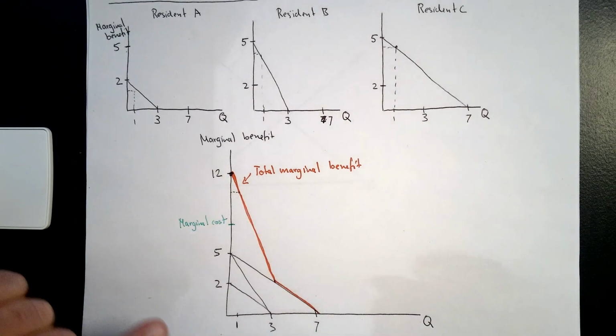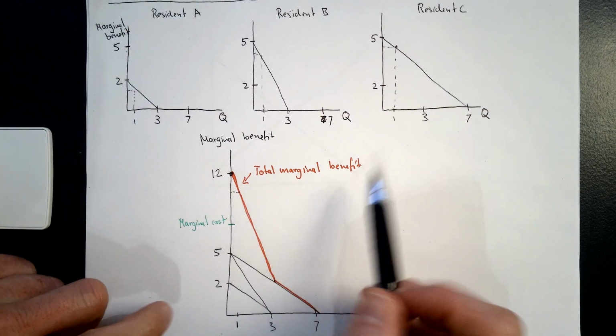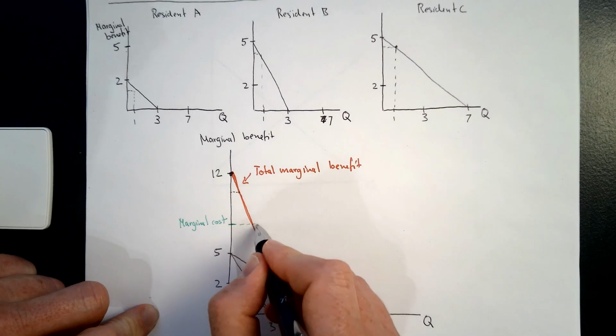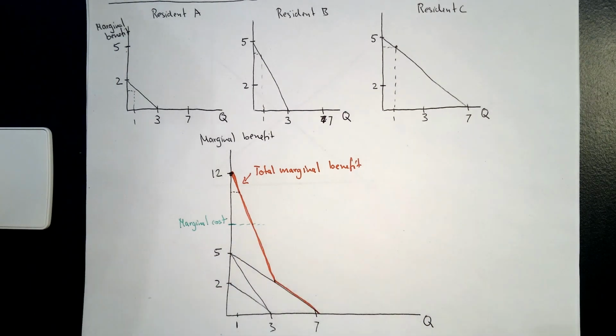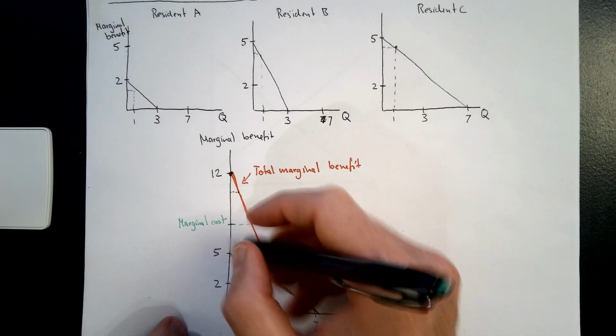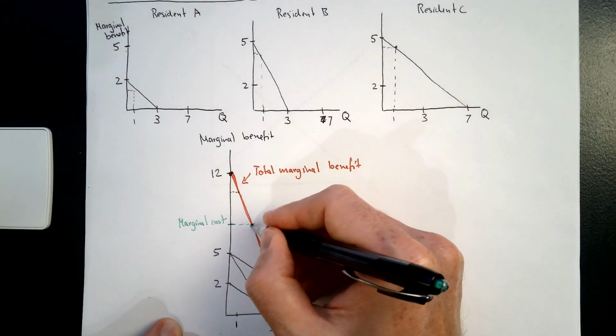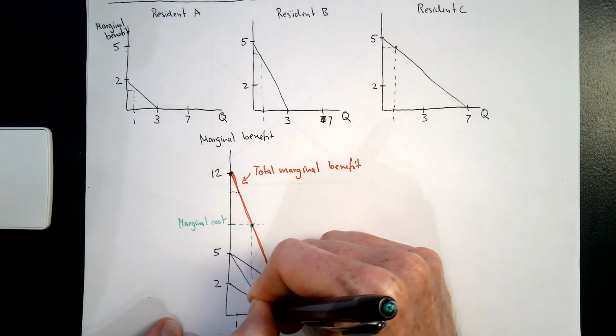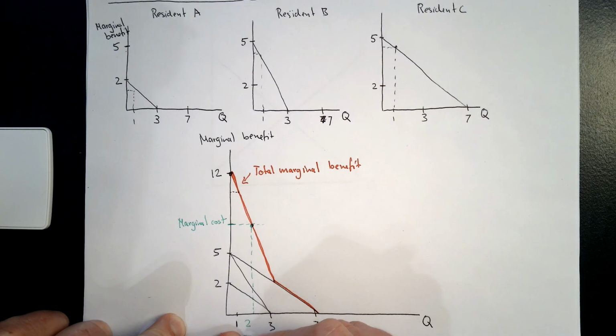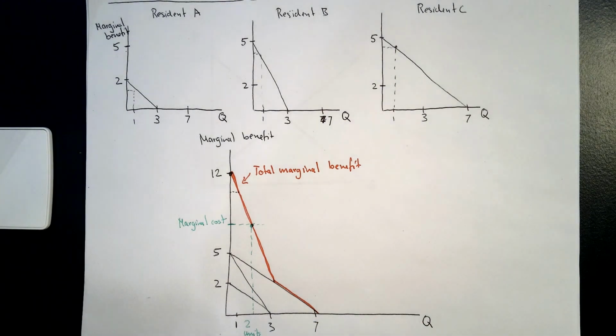Okay, so if we have the total marginal benefit and we have the marginal cost, then the efficient societal quantity would be, say, 2 units. Okay, so that would be the efficient quantity to be provided from a societal perspective.